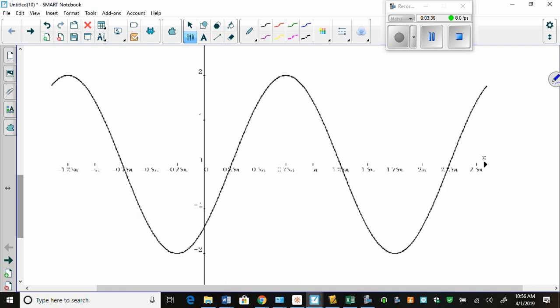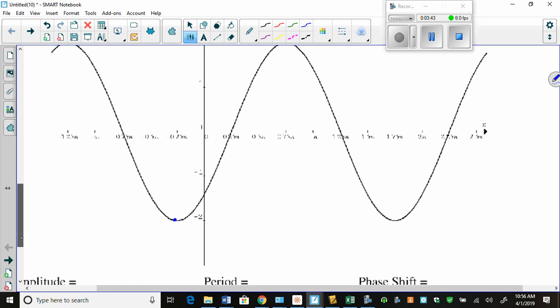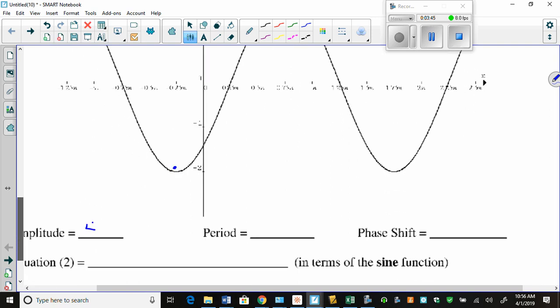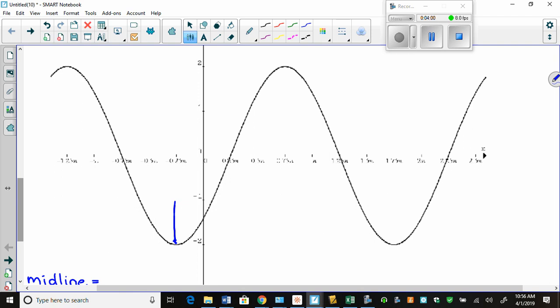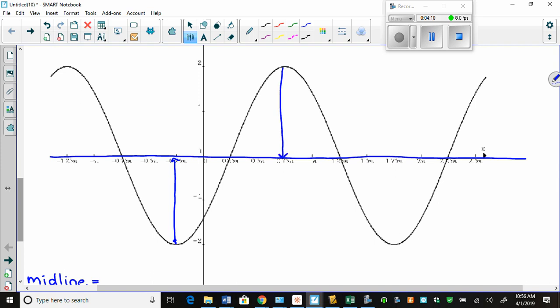Okay, so I'm going to count up from negative 2 to 2. How much is that? A distance of 4, divided by 2 is 2. We agree? My midline, you can use the formula I gave you, max plus min divided by 2, or you can count up to, stop, and then count down to, stop, and where's the midline at?